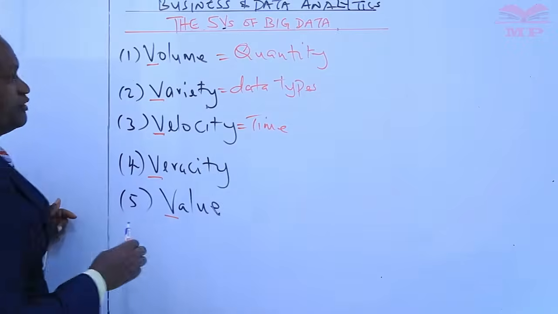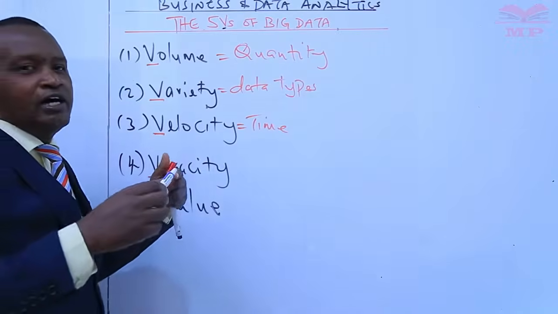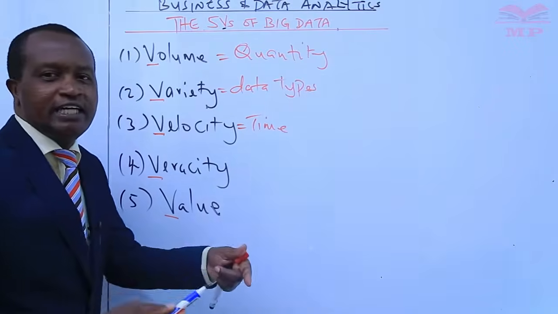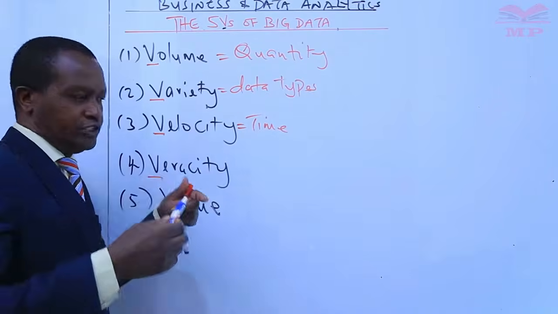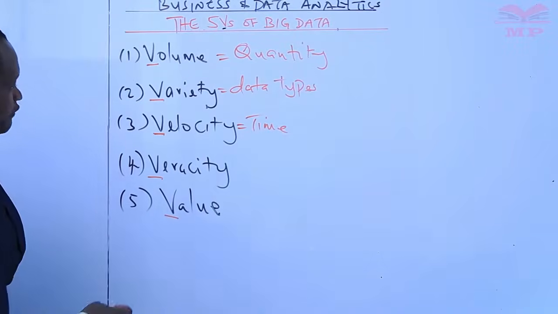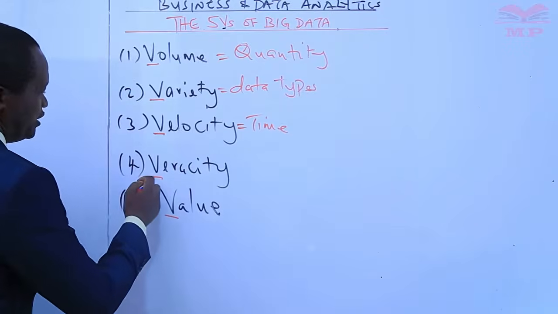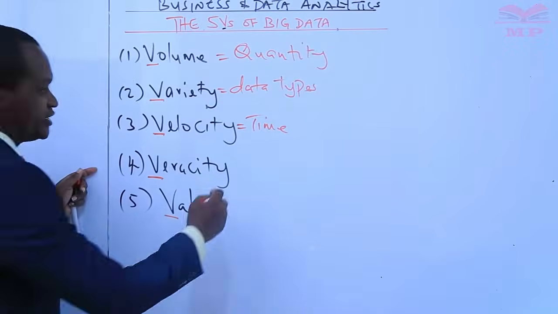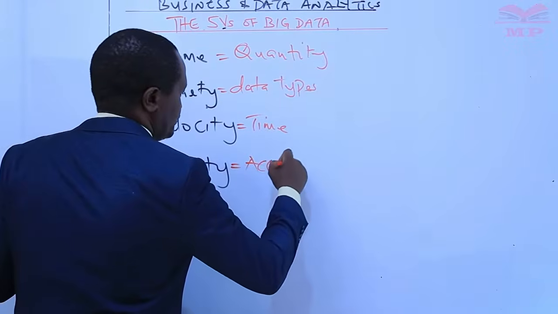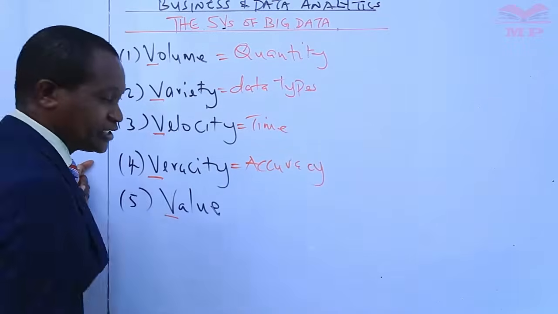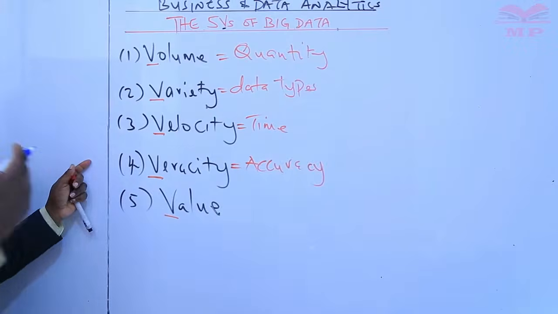Velocity refers to how quickly data is generated and how quickly data is moved or flows from point A to point B. The fourth V is veracity. Veracity refers to the accuracy of data. The correctness of data. The quality of data that is gathered.